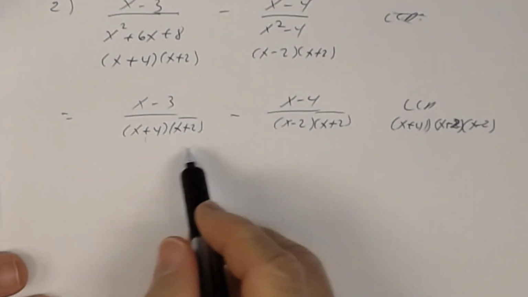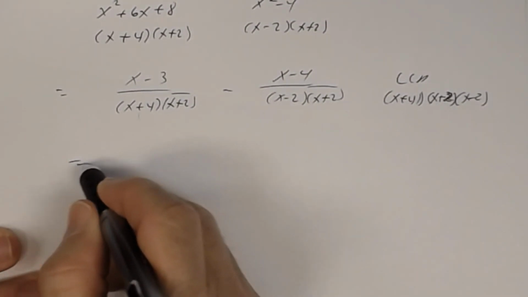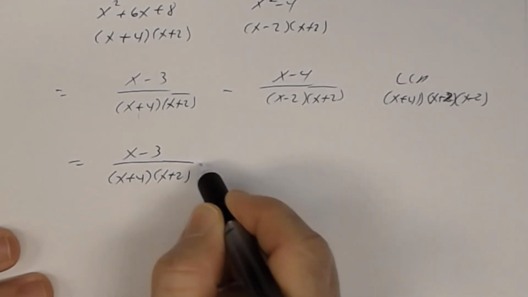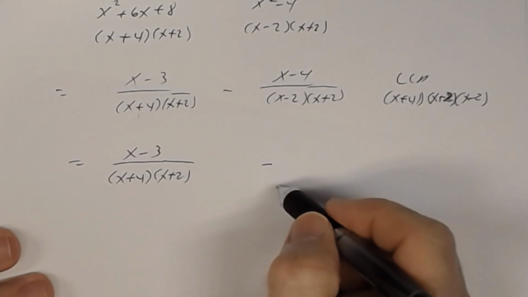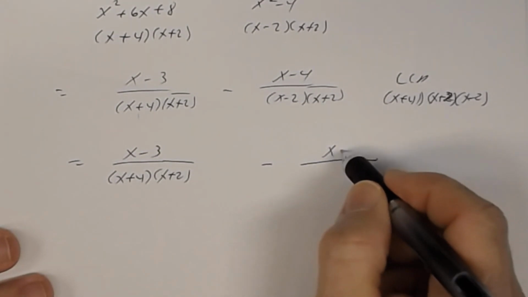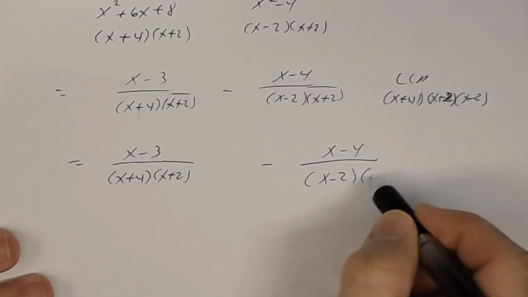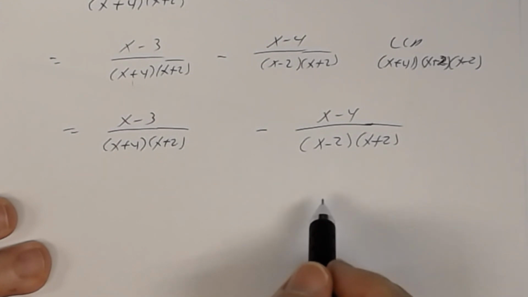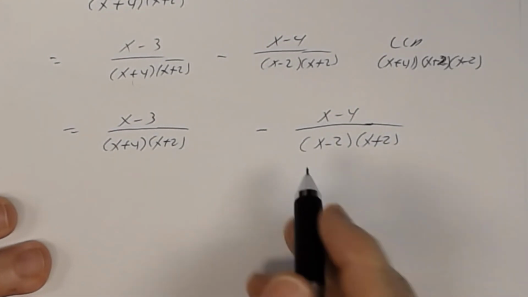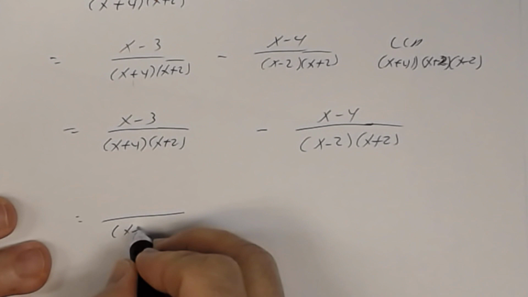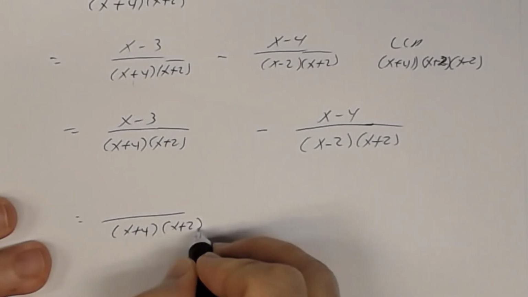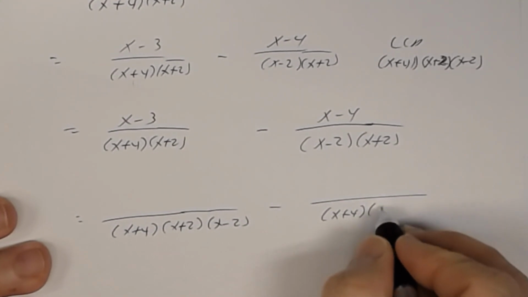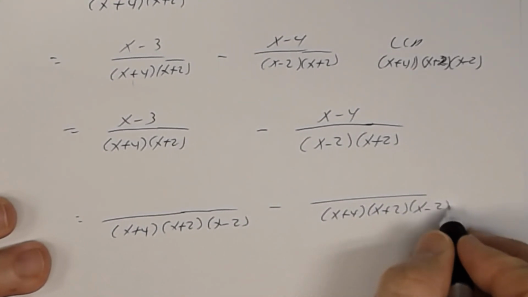Okay, now let's go ahead and rewrite this over, but leave them some space. So I get x minus 3 divided by x plus 4, x plus 2, leave some space. Subtract, and be careful with subtraction. You gotta always be careful with subtraction. X minus 4 divided by x minus 2, x plus 2. Now what I'm going to do is write 2 equivalent fractions, 2 equivalent rational expressions using this denominator. So x plus 4, x plus 2, x minus 2. Subtract, and then again, x plus 4, x plus 2, x minus 2.